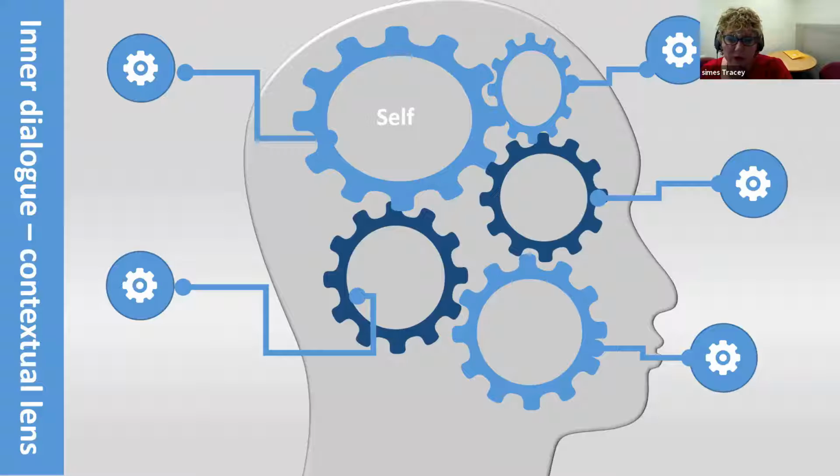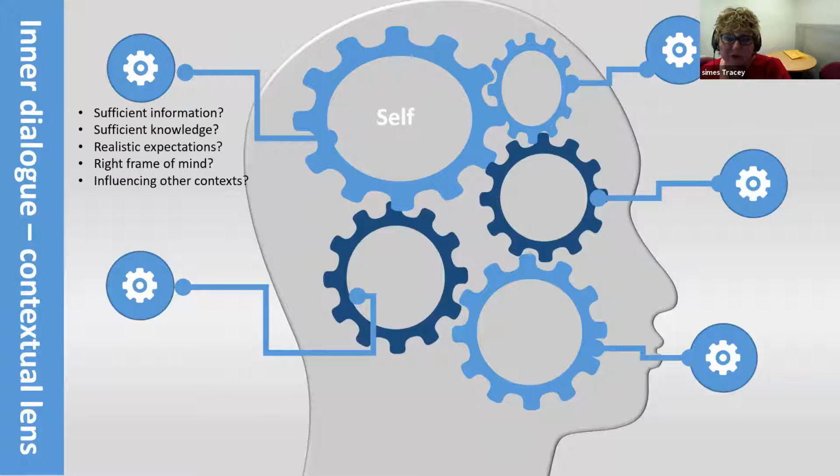The facilitator questions their own contextual issues that may impact upon the gathering of performance information or the analysis of this information. Questions facilitators asked themselves were: have they gathered enough information? Do they have enough knowledge to reach a performance judgment about the situation? Is my performance expectation realistic? Am I in the right frame of mind to make this performance judgment? Are there components of myself that may be affecting the student's performance?